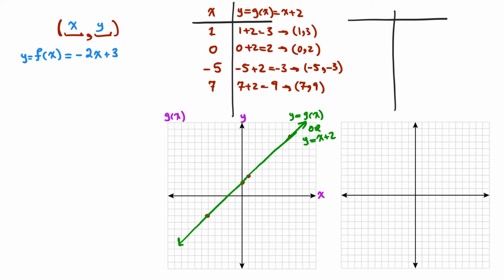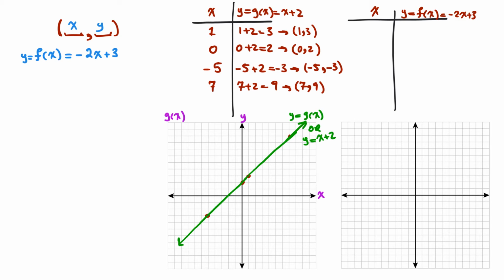So let's put a few values in. First, I'm going to start my set of data over here. So I'm going to write x here. I'm going to write y is equal to f of x. And just to be a little bit more clear, my f of x is negative 2x plus 3.